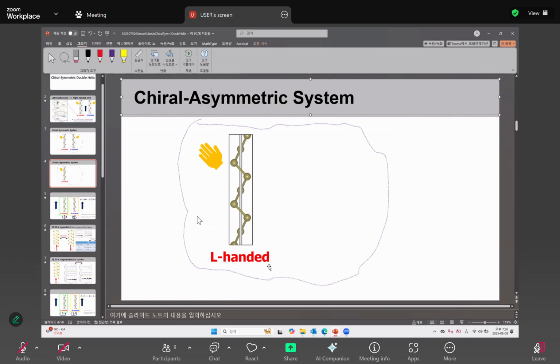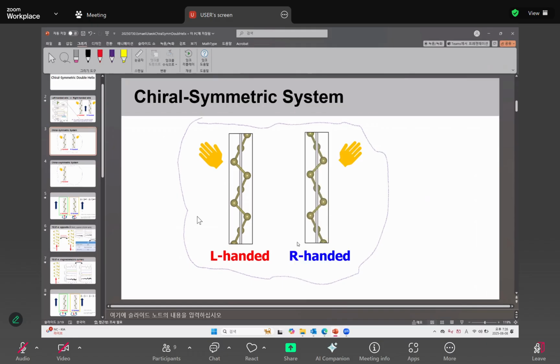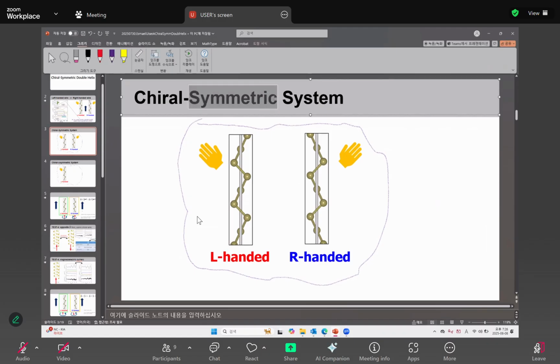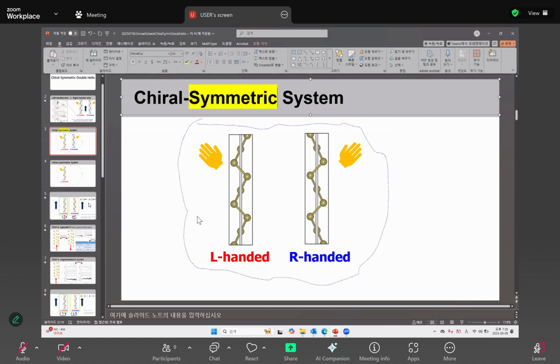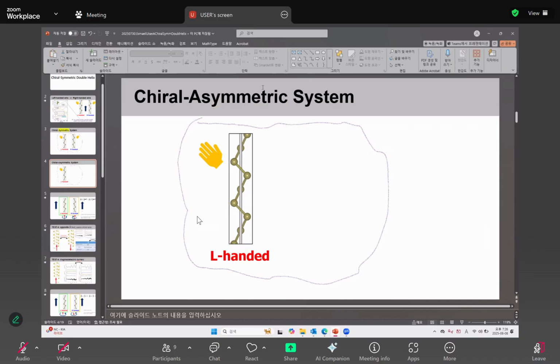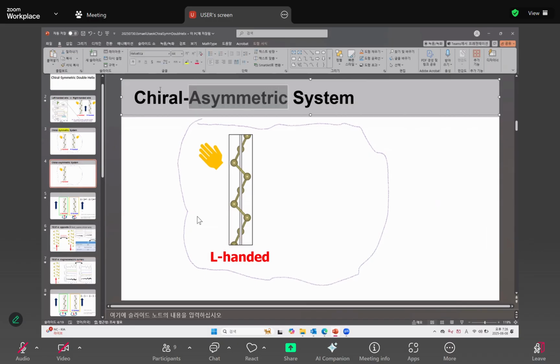Let's give a name: this is a chiral asymmetric, chiral broken system. And let's say this system is a chiral symmetric system. Our system has an exact chiral partner. Let's call it a chiral symmetric system. And this is a chiral asymmetric system.